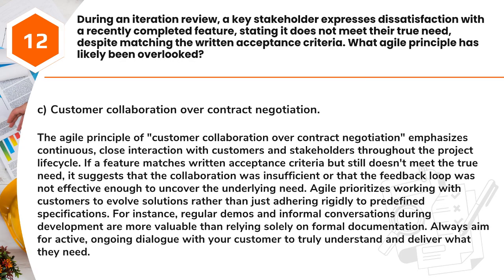Answer: C. Customer collaboration over contract negotiation. The agile principle of customer collaboration over contract negotiation emphasizes continuous, close interaction with customers and stakeholders throughout the project lifecycle. If a feature matches written acceptance criteria but still doesn't meet the true need, it suggests that the collaboration was insufficient or that the feedback loop was not effective enough to uncover the underlying need.